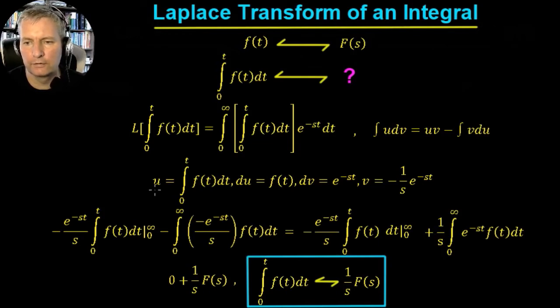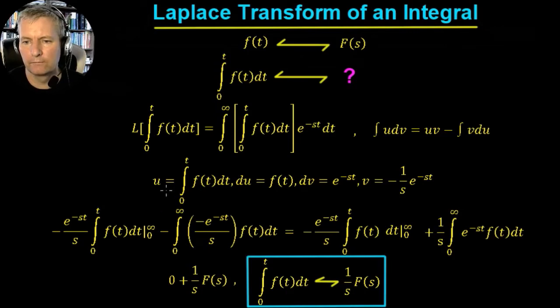So if we make our choices for our u and our dv, let u equal the integral from 0 to t of our function f of t dt. That means that du is going to equal just f of t. So we differentiate this side, and the integral will disappear, we'll just be left with f of t. If we let dv equal e to the minus st, then whenever we integrate this side, we'll get a value of v, minus 1 upon s e to the minus st.